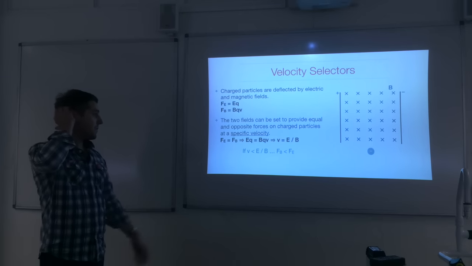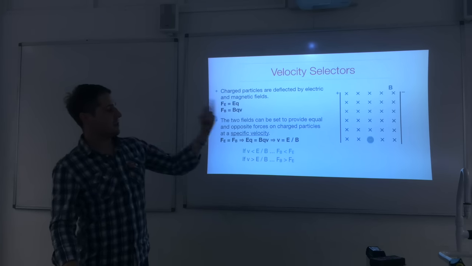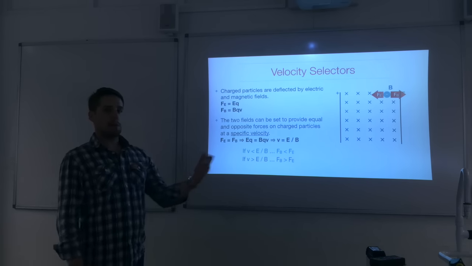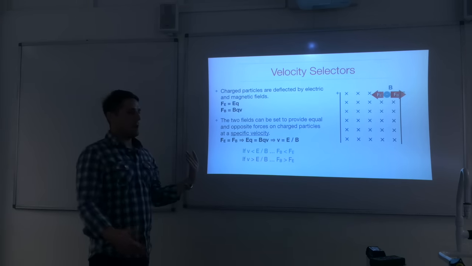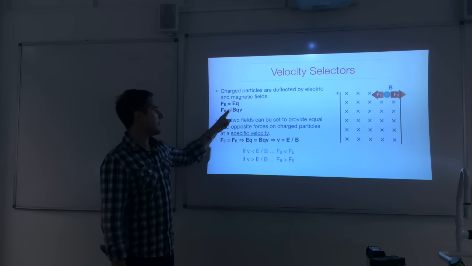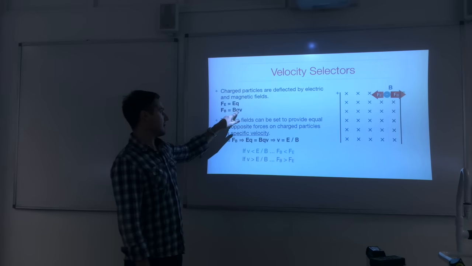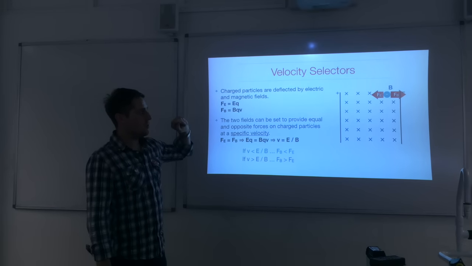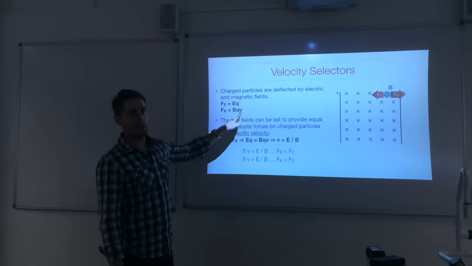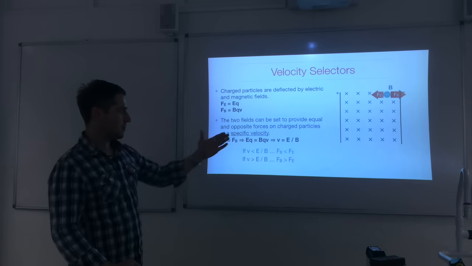And if the velocity is larger than that, then it will be deflected in the opposite direction because the magnetic force is bigger. If you can't immediately see that, then you can always just think about the fact only the magnetic force depends on the velocity. So therefore, if it's going faster here, you can see the magnetic force will be bigger. So you can just look at that equation to understand which way it will be deflected.